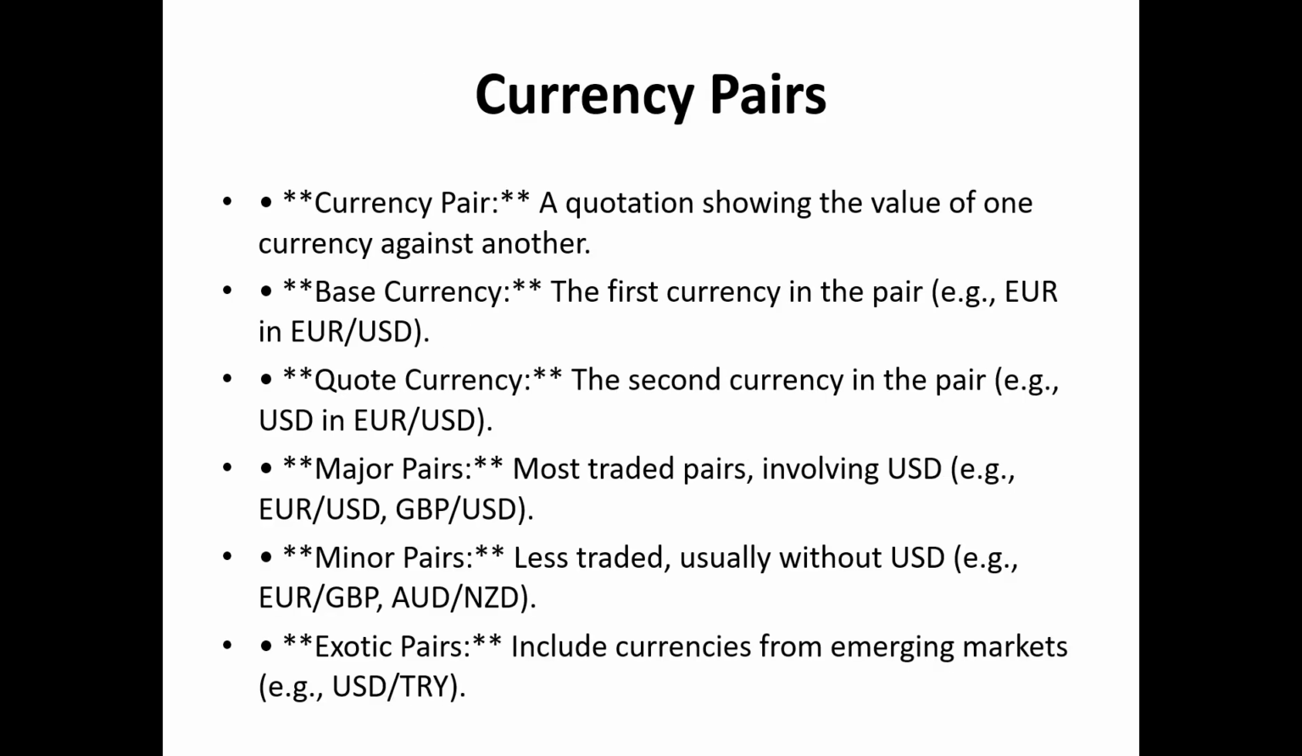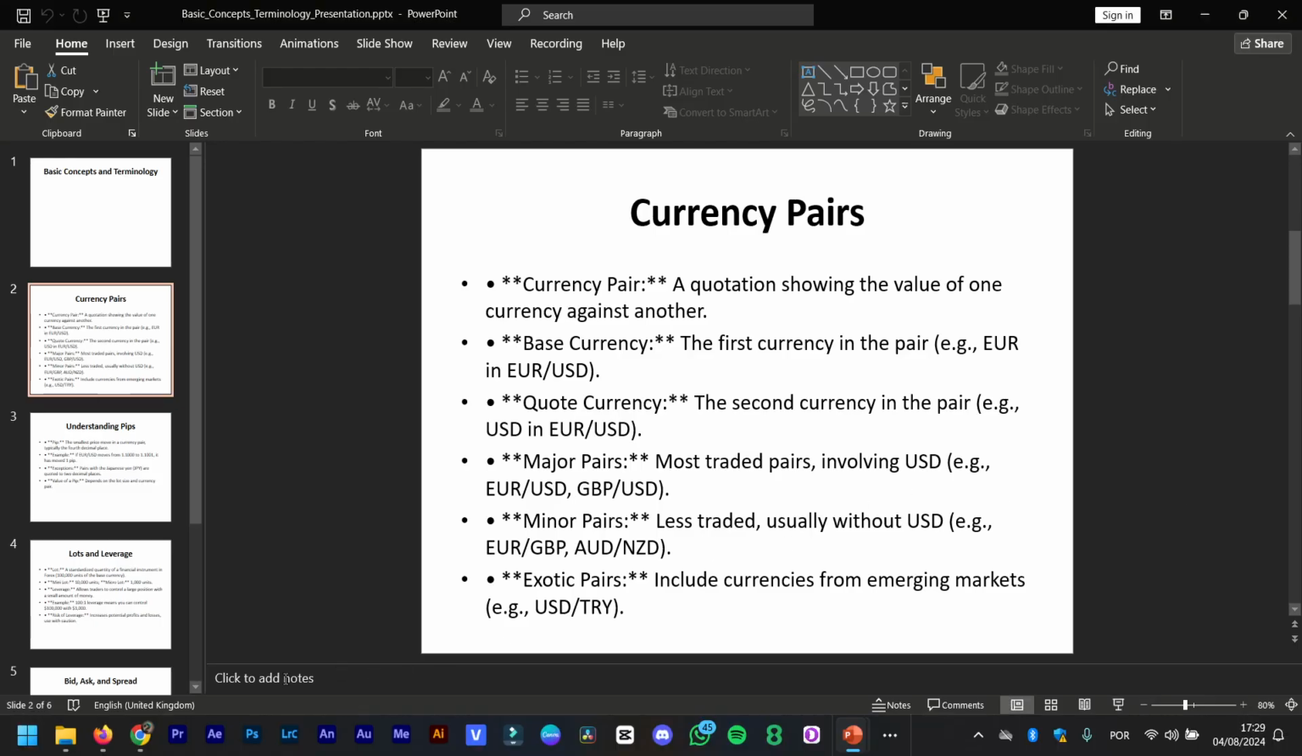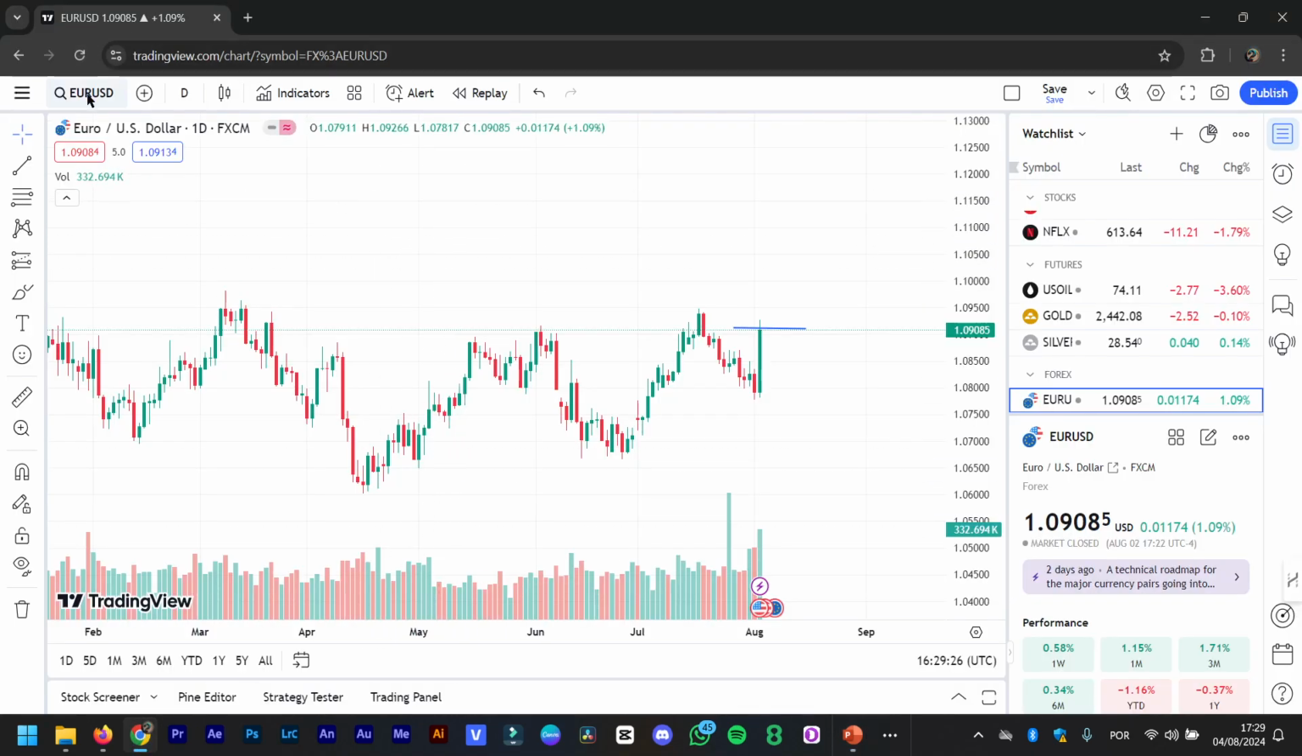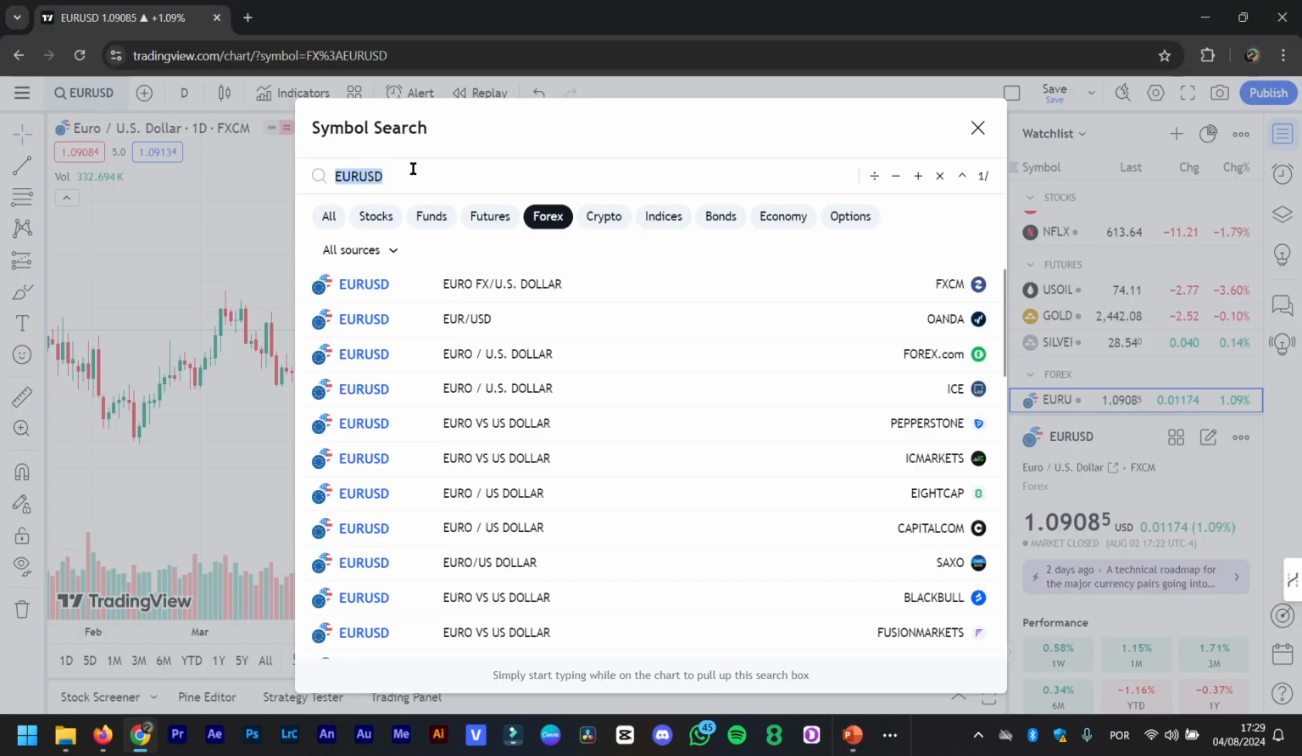Now we have the major pairs. All right, so let me just talk about it. These include the US dollar and the most traded, like the Euro USD, GBP USD, USD JPY, for example. They tend to have more liquidity and tighter spreads. So let's go back there just so we can see. These are the most traded currencies.